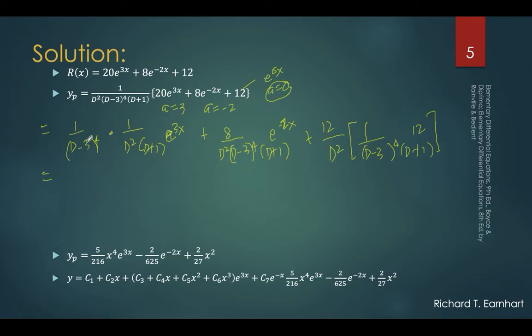Applying the second rule, the power here is 4, so that gives you x to the 4th. The factor that will make the denominator equal to 0 is D minus 3, and in that case that gives x to the 4th over 4 factorial. And then I forgot here the constant 20. So I have here 20 over 3 squared times 3 plus 1 times e to the 3x.